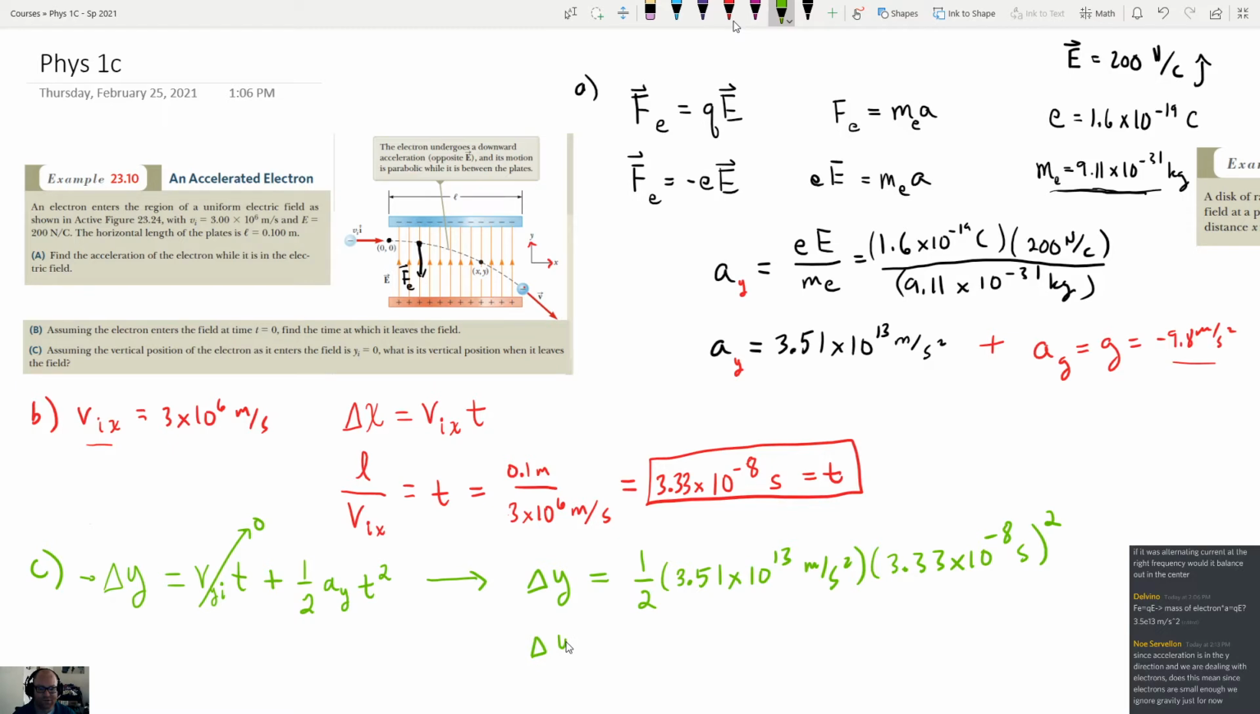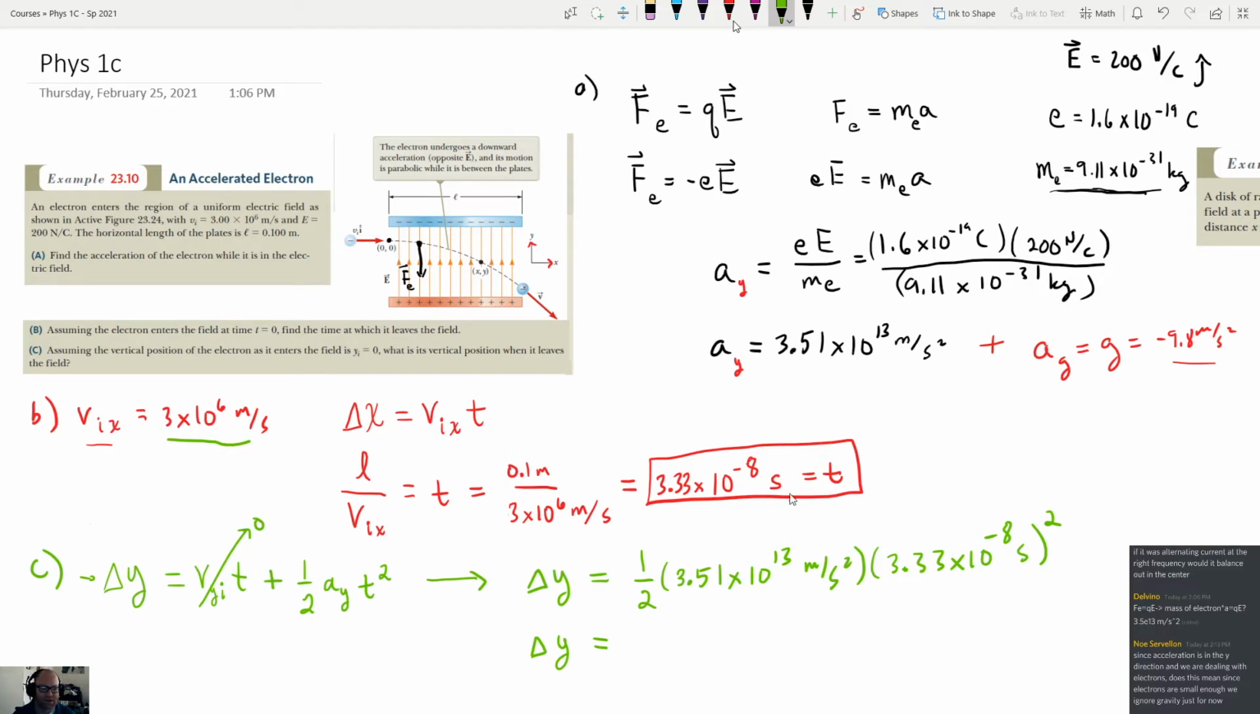That'll give us delta y. We can also find the velocity if we want to as it leaves. You can see how much it accelerates. Now we can see that even though this acceleration is really large, the time that it actually spends in this regime is really short because it's moving so incredibly fast to the right.